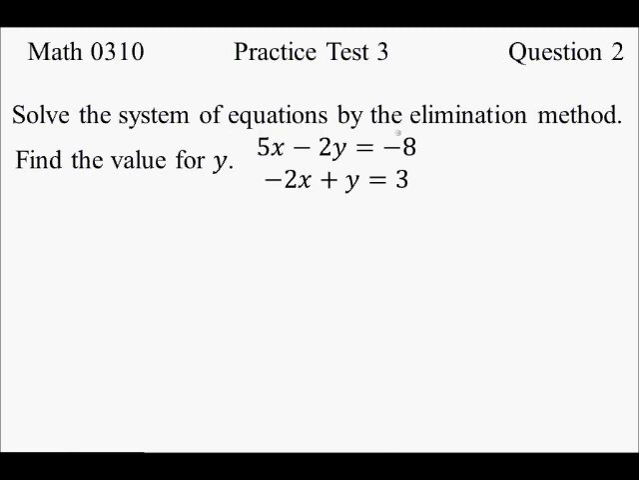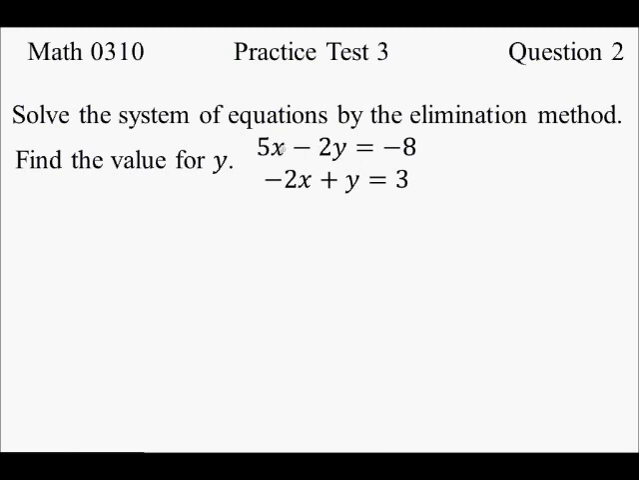Question 2, solve this system of equations by the elimination method. And so here we see that if I add these together, we would get 5x minus 2x would be 3x. So it doesn't eliminate the x's. Negative 2y plus y would still give us a negative 1y, or a negative y. So just in the current form, neither of these would eliminate.